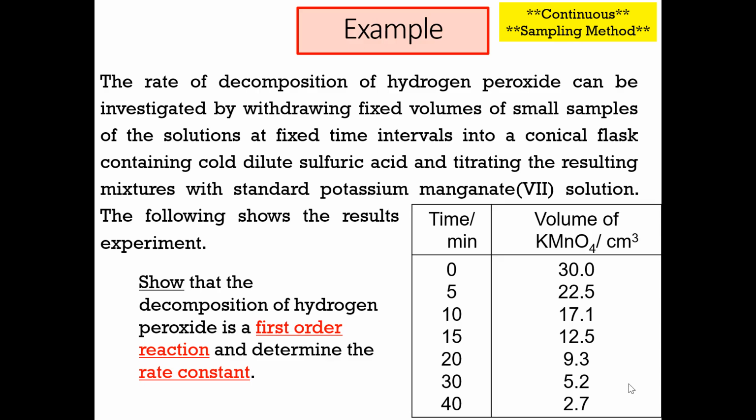So let's look at it here. Now, the rates of decomposition of hydrogen peroxide can be investigated by withdrawing fixed volume of small samples of the solution at fixed time intervals into a conical flask containing cold dilute sulfuric acid and titrating the resulting mixture with a standard potassium manganate solution. The following results are shown in the table given to you. Then the question asks us to show that the decomposition is first order with respect to hydrogen peroxide, and then determine the rate constant. So there are two jobs that we need to do in this question.